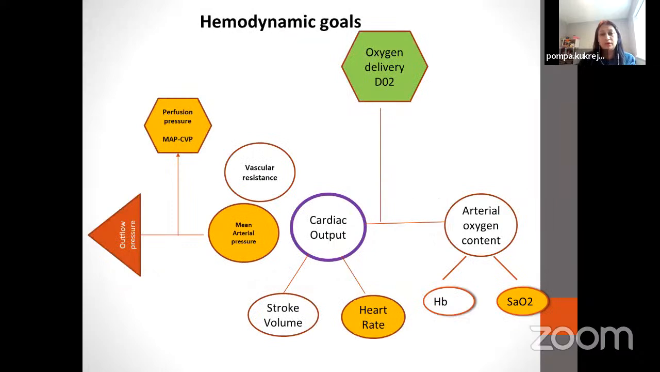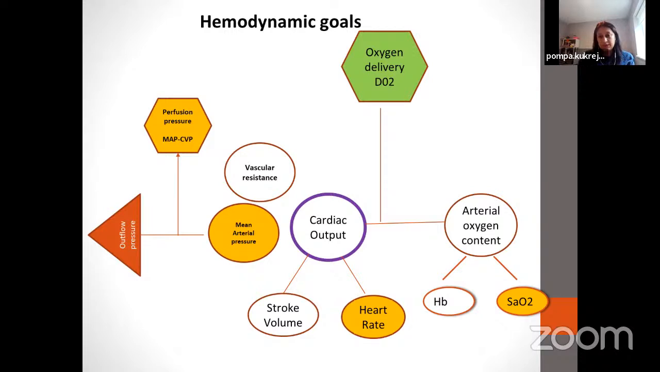Now, what is the purpose of all this monitoring? We have all the lines, invasive lines, non-invasive monitoring. But from a hemodynamic perspective, what everyone is trying to achieve is to ensure adequate oxygen delivery, as we know that hypoxia is bad for organs and tissues and is associated with increased peri-operative or ICU mortality and morbidity.